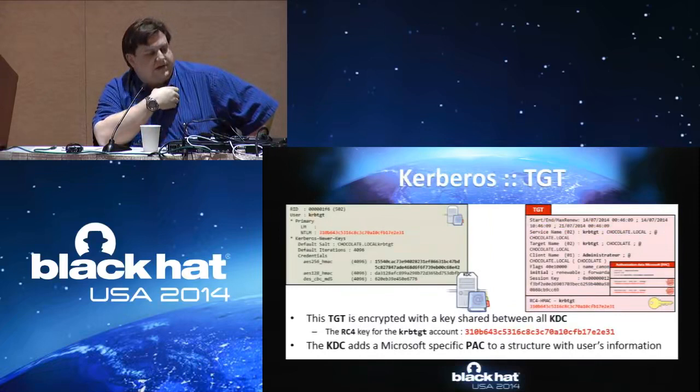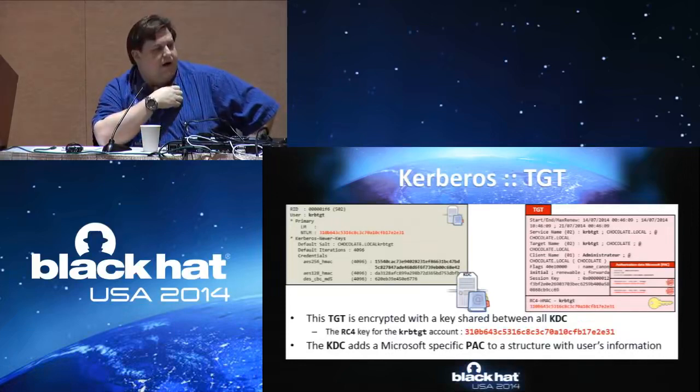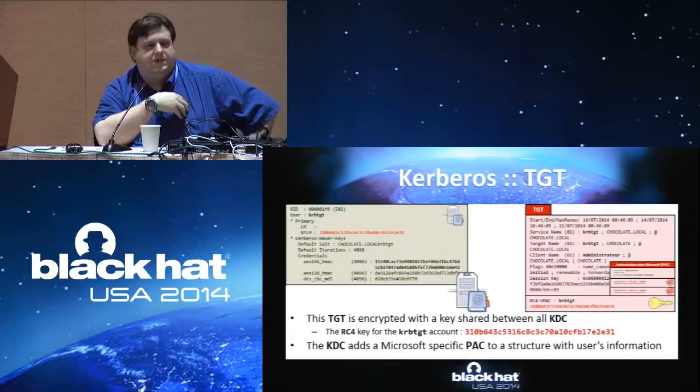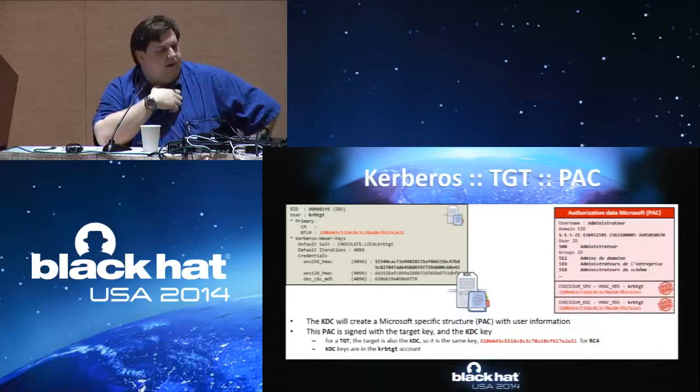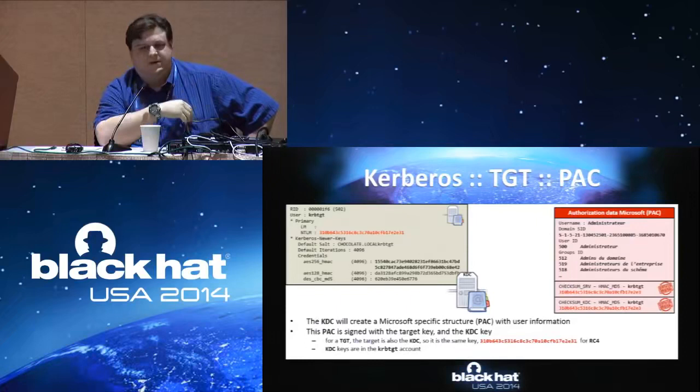The TGT is encrypted with a key that is shared by all of the other KDCs and TGSs in the domain, namely the KERB-TGT account. As part of the process, a PAC, or privileged attribute certificate, gets added that includes authentication data, and this data is encrypted by the KDC key as part of the TGT. In addition, for TGTs, the KDC will sign the ticket essentially with the exact same hash that was just used to encrypt it. TGS tickets will use a different key to sign it as part of the validation process. Go ahead.